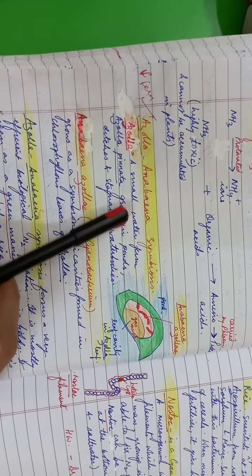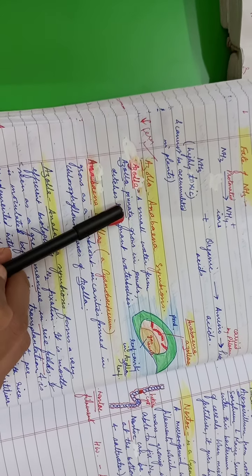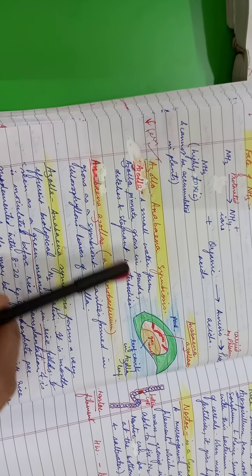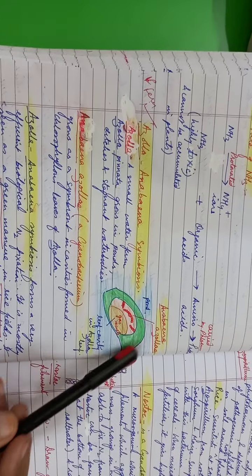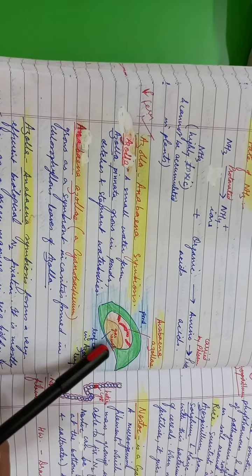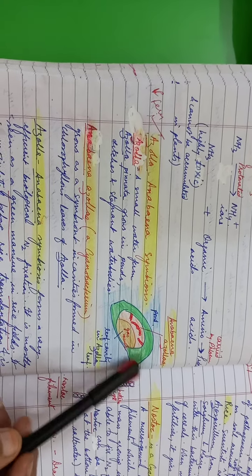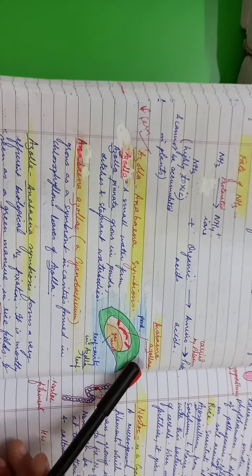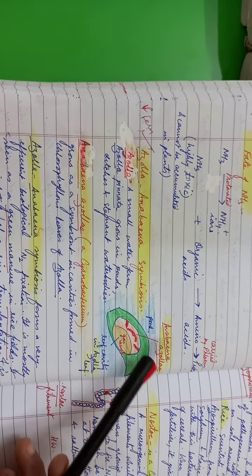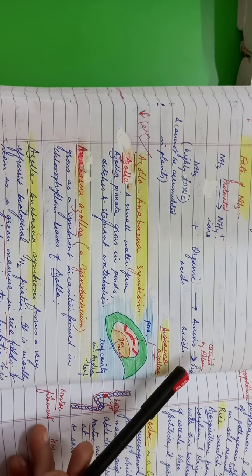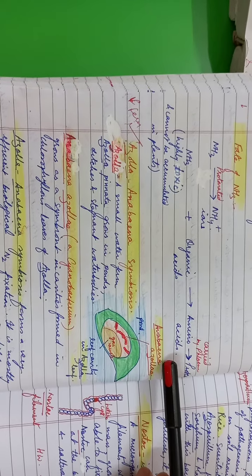Azolla is a small water fern. The complete name is Azolla pinnata. The species pinnata grows in ponds, ditches, and stagnant water bodies. Now, in this diagram, this is an Azolla leaf. The green colored structure is the Azolla leaf, which is found in ponds, ditches. Now, in the cavity of the leaf, you can see there's a cavity. There lives a cyanobacterium called Anabaena azollae, right? The complete name is Anabaena azollae.